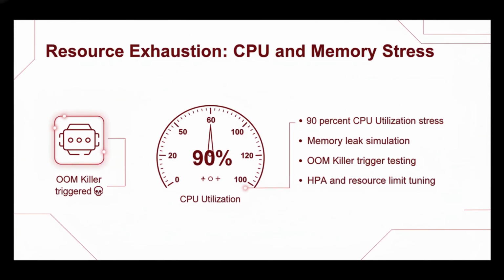What happens when a neighboring pod starts consuming all available resources? By injecting CPU stress at 90% utilization or simulating memory leaks, we can trigger the OOM killer and observe how Kubernetes manages resource contention. These experiments help us fine-tune our resource requests and limits. It allows us to verify that our horizontal pod autoscalers trigger correctly under pressure. Ensuring that a single, noisy neighbor cannot bring down an entire node is critical for multi-tenant environments and high-density clusters. This data-driven approach allows us to optimize our infrastructure spend while maintaining performance.